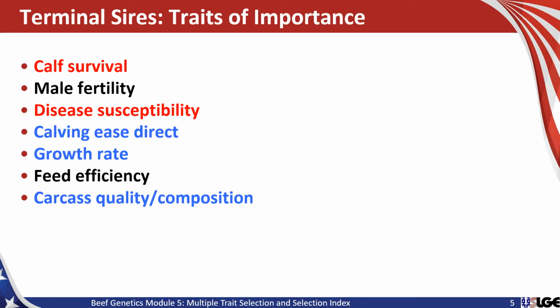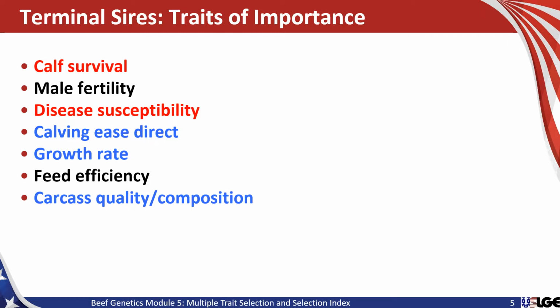So for terminal sires, I could rationalize that the traits of importance include calf survival, male fertility, disease susceptibility, calving ease direct, how easily his calves will be born when he is bred to heifers, growth rate, the efficiency of feed utilization, and carcass quality and composition.